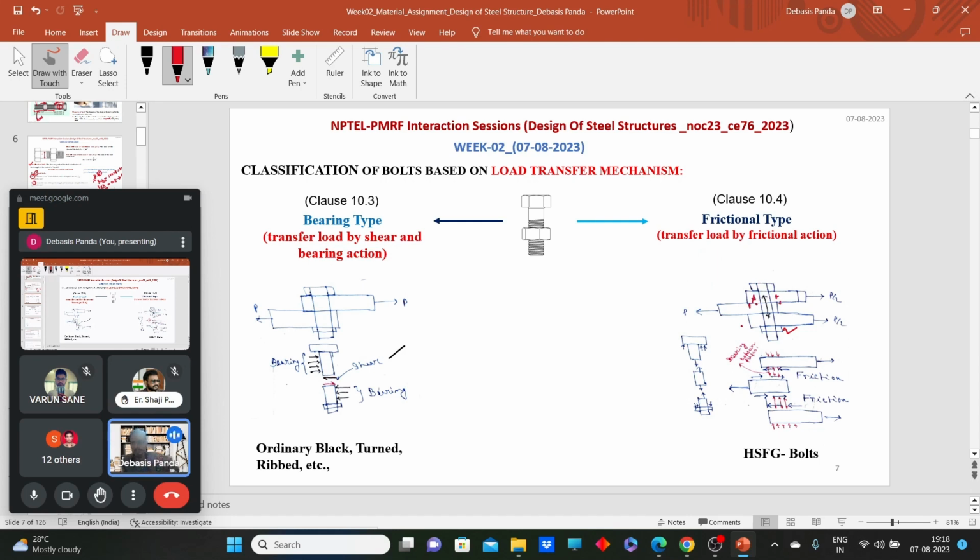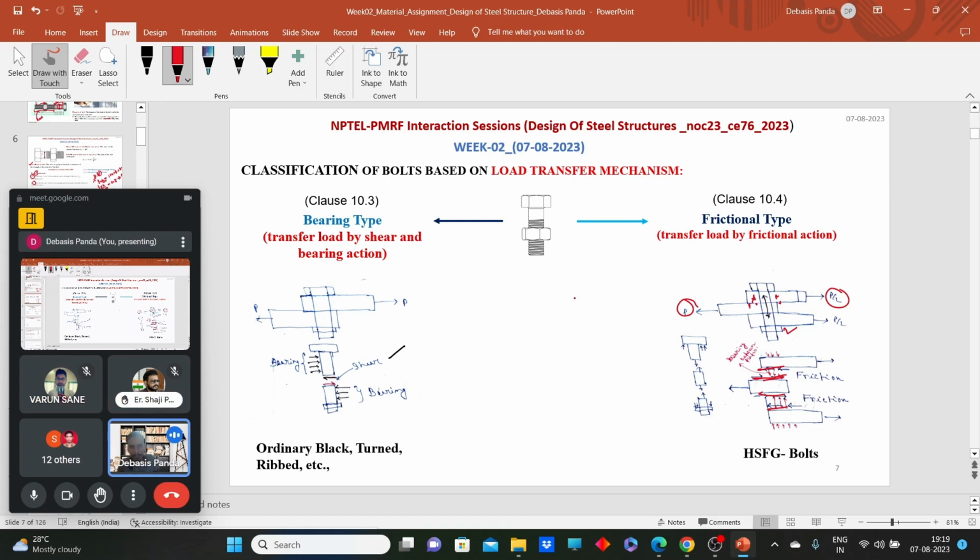So think about it. If we tighten the bolt up to a level where some pretension is induced in the bolt, what will happen? It will generate a compression between the plates. Now think, we are transferring the load P. What will happen? The friction will generate along these planes. So in this type of frictional bolt, through the frictional action between the members, the load will transfer.